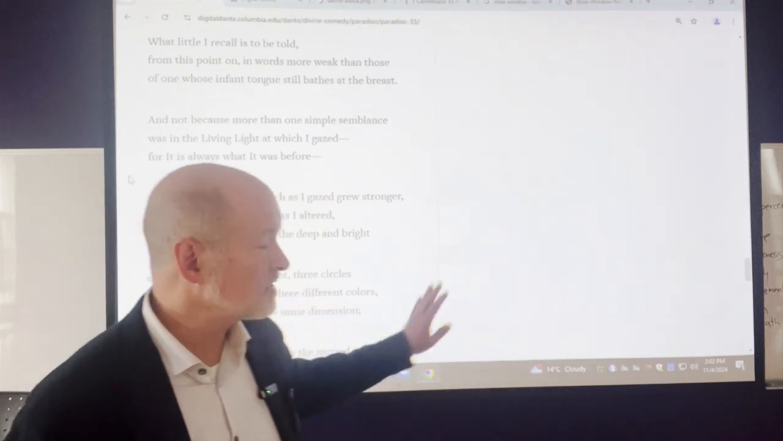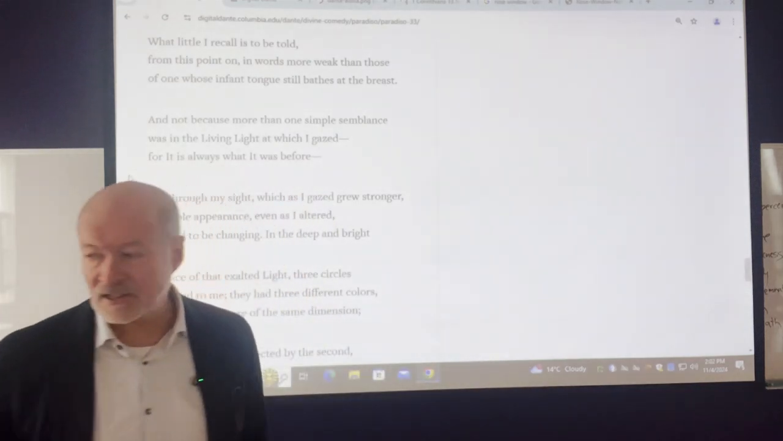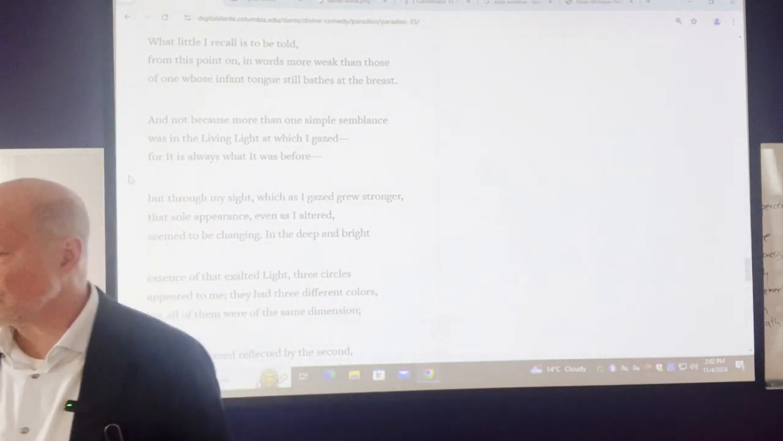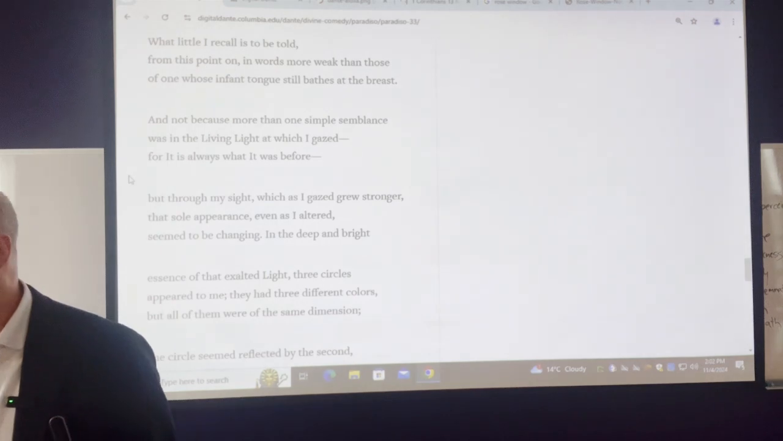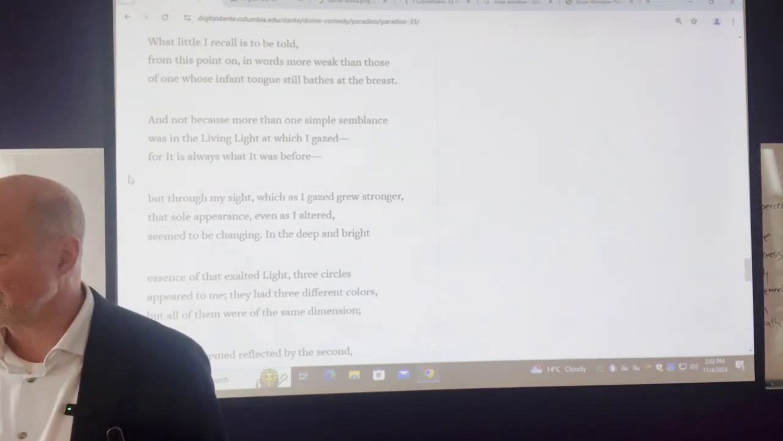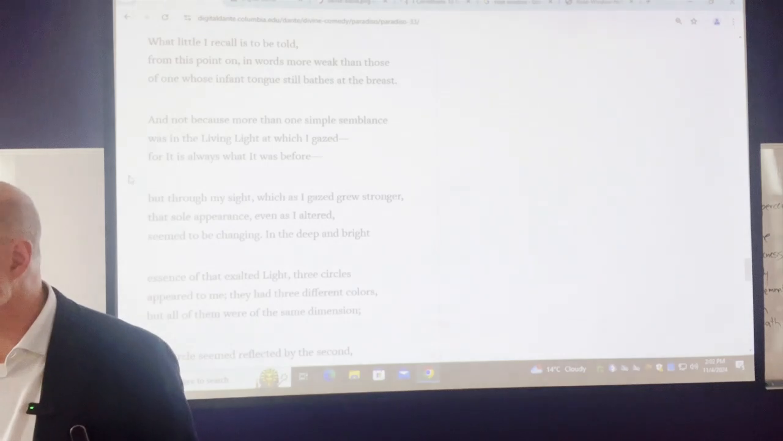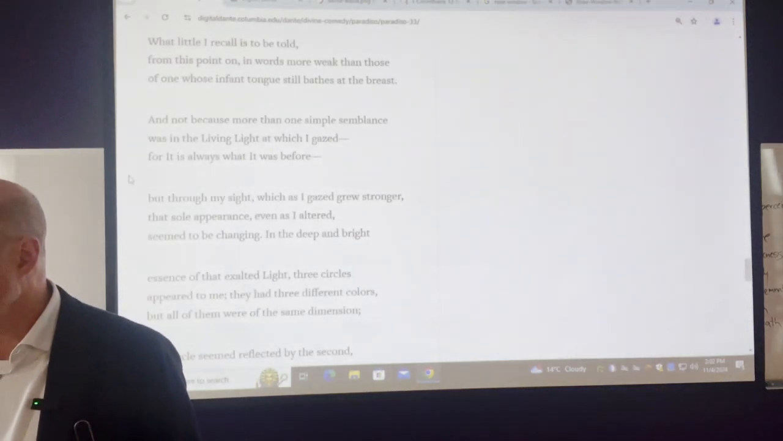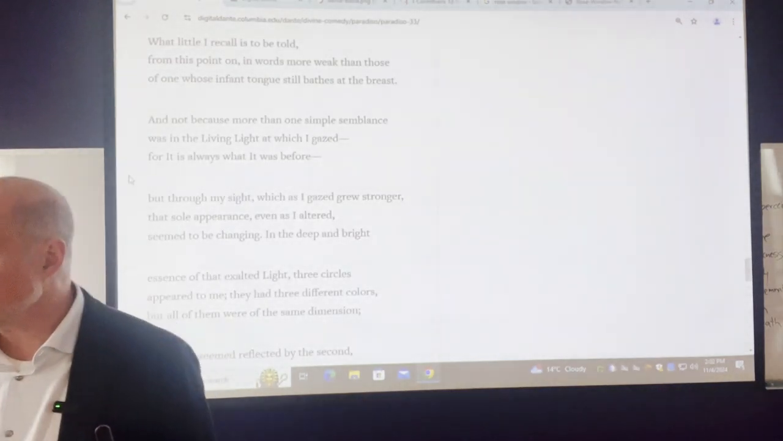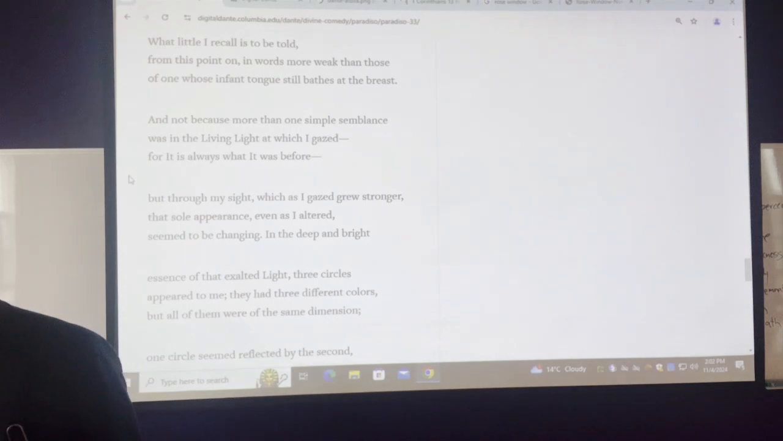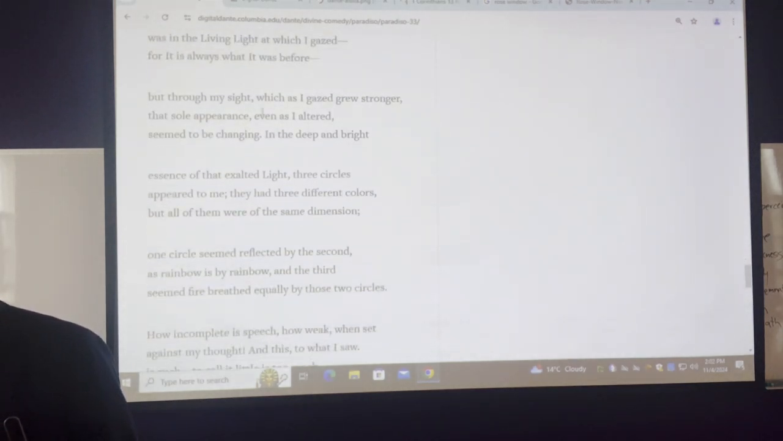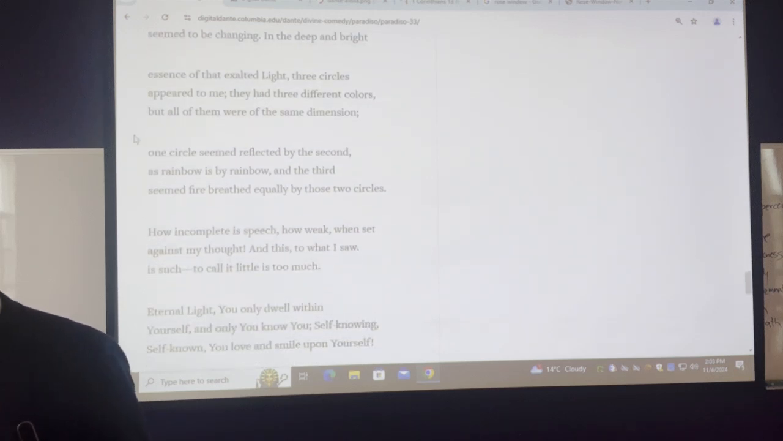But he does say this: what little I recall is to be told from this point on in words more weak than those of one whose infant tongue still bathed at the breast. Like an infant can barely make a noise. And not because more than one simple semblance was in the living light at which I gazed, for it is always what it was before, but through my sight, which as I gazed grew stronger, that sole appearance, even as I altered, seemed to be changing.